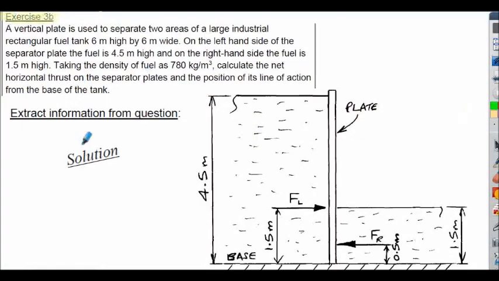So exercise 3b, here's the commencement of the solution. On this slide, I just essentially extracted some of the information from the question. On the left-hand side, we have fluid 4.5 meters in height. On the right, we have fluid of a height of 1.5 meters from the base. To calculate the location of where the force in the fluid on the left-hand side occurs, that's the height divided by 3. So our x dimension is 1.5 meters on the left-hand side, and on the right-hand side, dividing 1.5 by 3, the x dimension is 0.5 meters for the force from the fluid on the right-hand side of the plate.